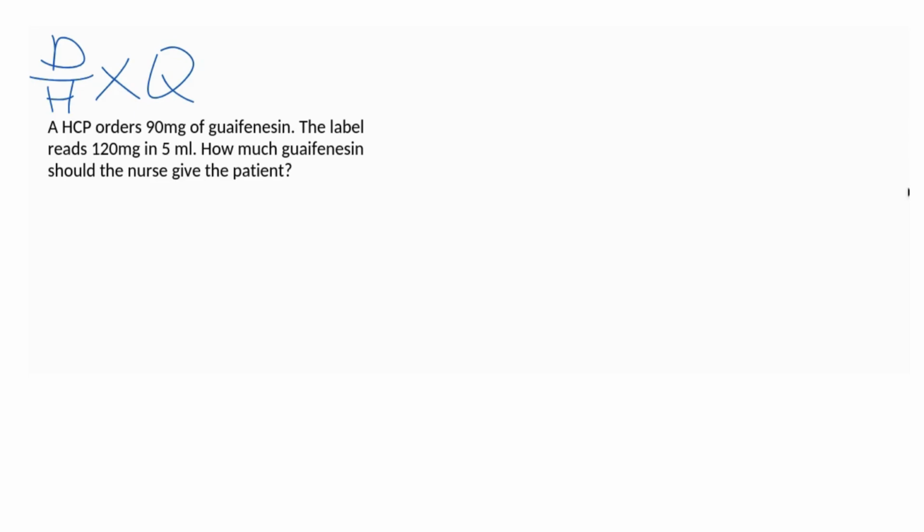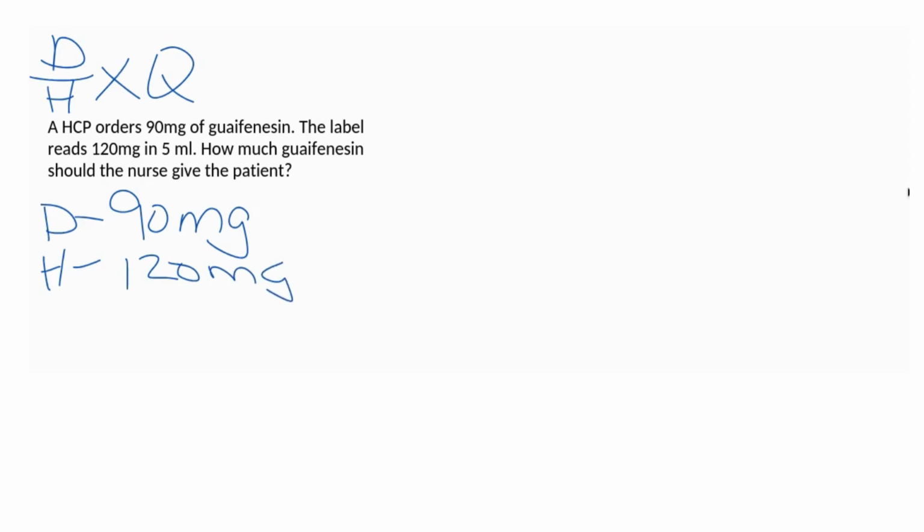Like I said, if you need a review to break down what D over H times Q means, go to the previous video. So, let's just pull out our information from the problem and plug that into our formula. Our D, if you remember, is the desired amount, the order. How much does the healthcare provider want us to give? 90 milligrams of guaifenesin. Our H, what do we have on hand? We have 120 milligrams. And the quantity is 5 milliliters. For every 5 milliliters, there's 120 milligrams.